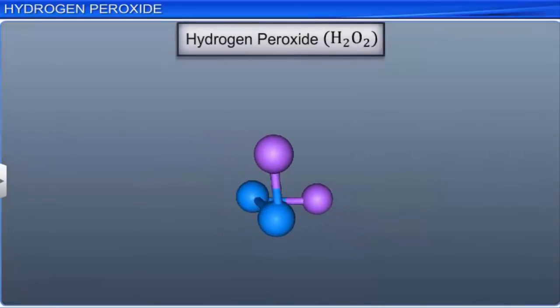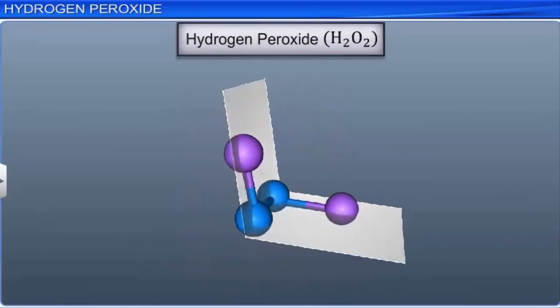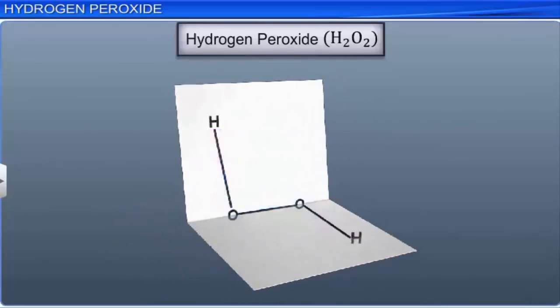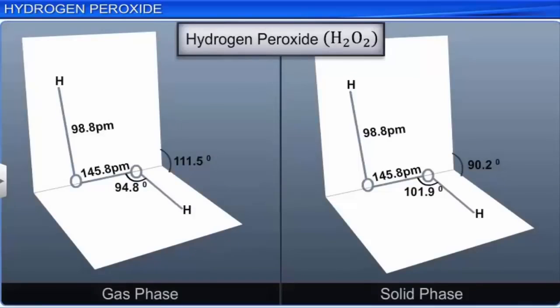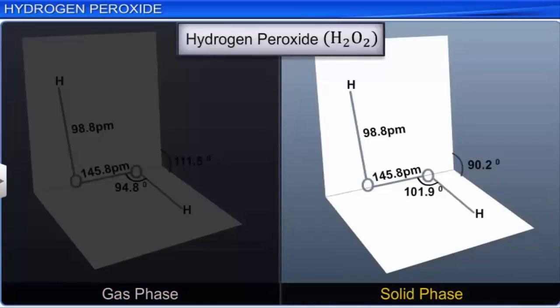Structurally, the hydrogen peroxide molecule is non-planar. It has an open book structure. The presence of lone pairs of electrons on the oxygen atoms and the hydrogen bonding gives the molecule a different structure in gaseous and solid phases. In gaseous state, hydrogen peroxide has a dihedral angle of 111.5 degrees, whereas in solid state at a temperature of 110 Kelvin, it has a dihedral angle of 90.2 degrees.